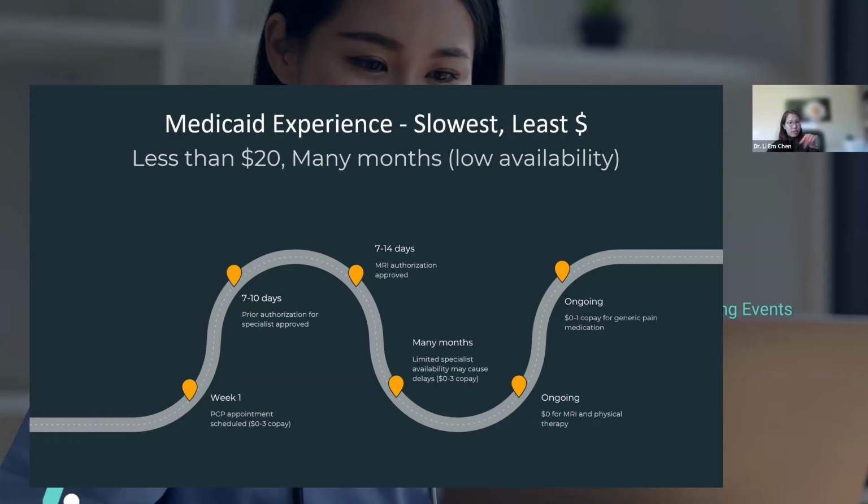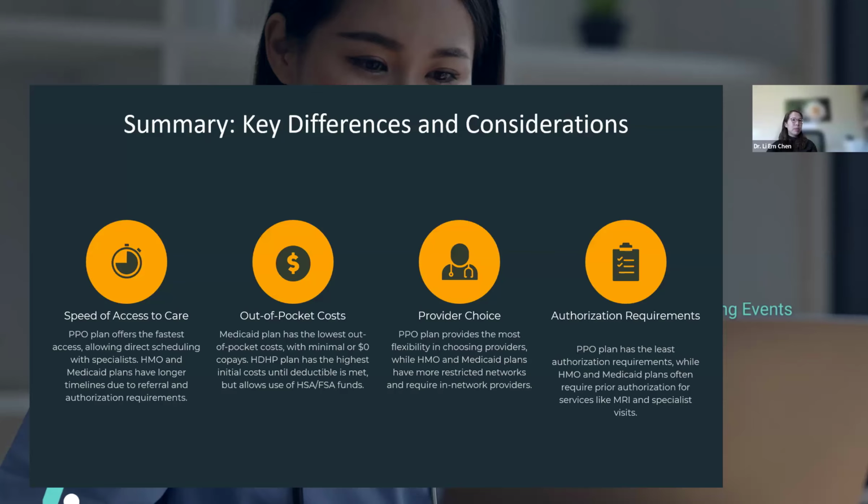So all the different steps can still happen, but it could take many, many months instead of just a few weeks. So that's the difference. So overall, right, we think about, well, what are the differences between Medicare, Medicaid, PPO, HMO, HDHP?